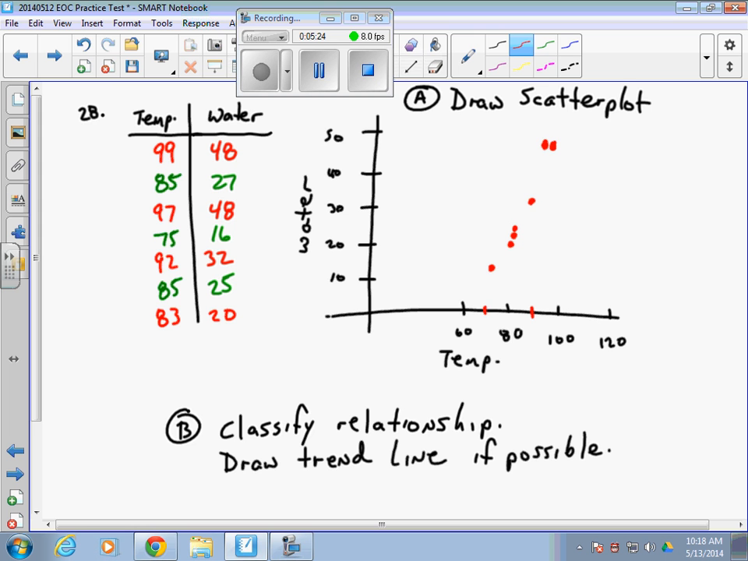It says classify the relationship. Well, we had one earlier that showed an even smaller correlation than this one does. This one looks a lot more straight than the one we had earlier, the one with the gestation period. It says classify it. It is a linear trend. And it even tells you to draw a trend line if possible. So your trend line would look like that.